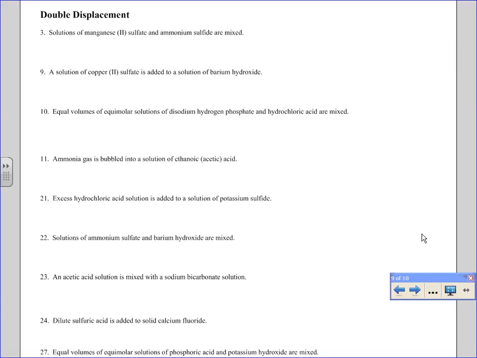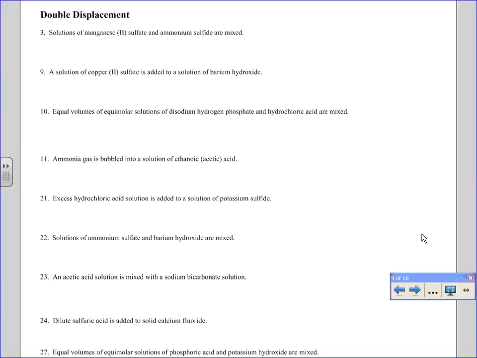For double displacement reactions, when you encounter them, you'll know that you have by the fact that you've got two reactants, both of which have something that's a cation and an anion, or could potentially be, in the case of weak acids and bases. So those are the things you're looking for.